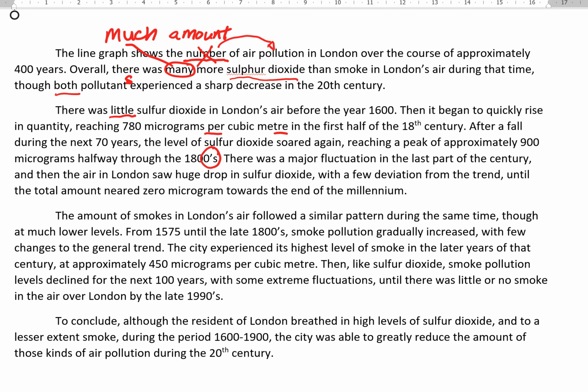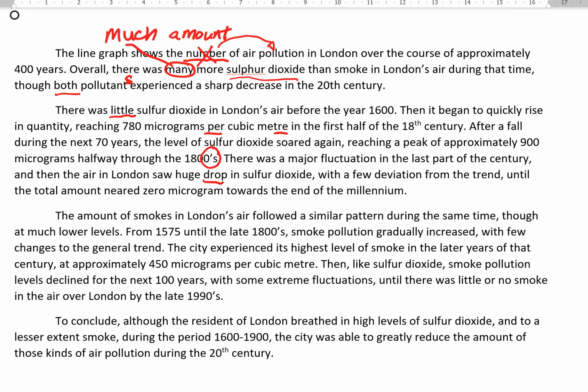And then the air in London saw huge drop. Well, this is maybe something a little difficult to look out for, but keep in mind that here a drop is a noun and it is countable.